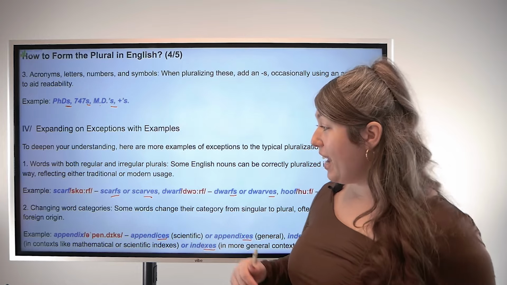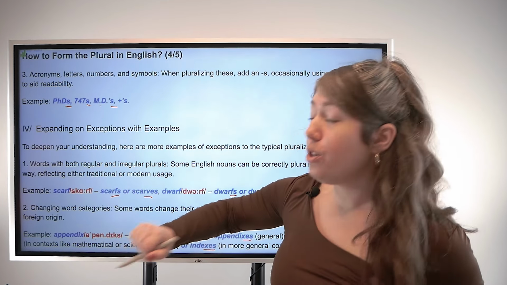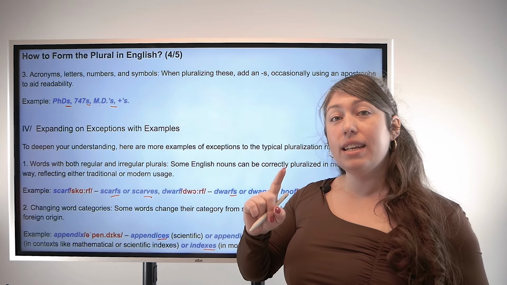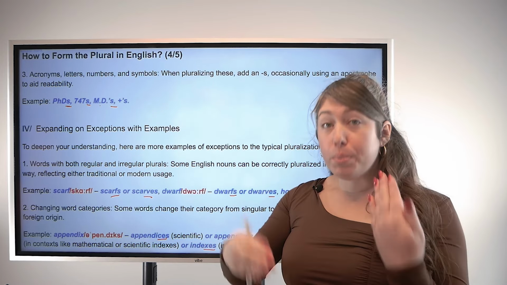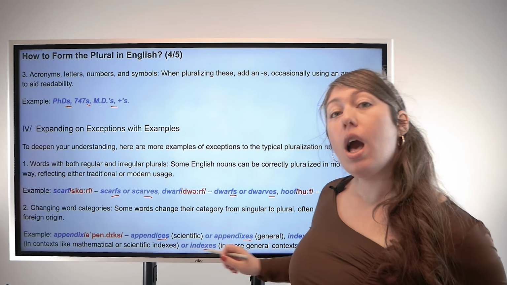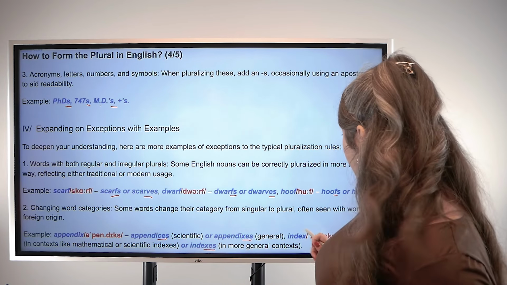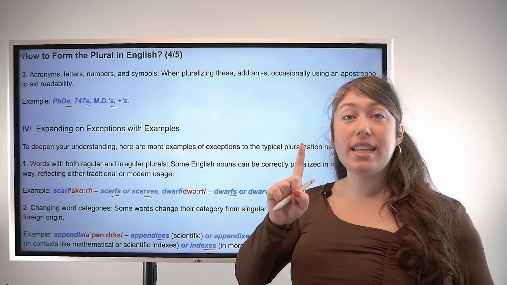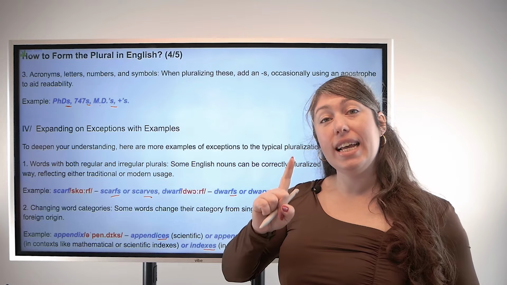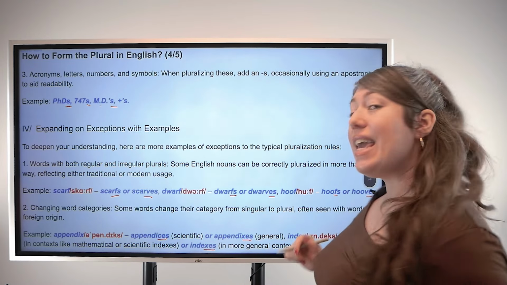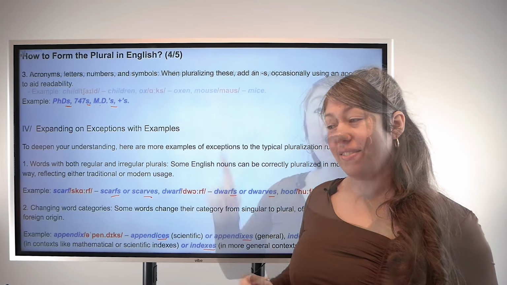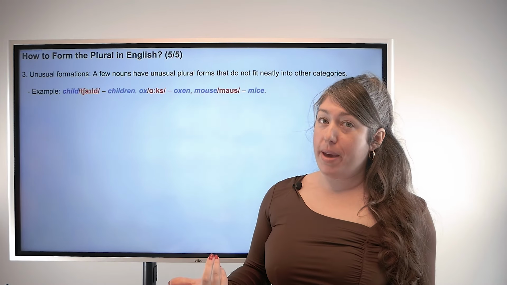Looking back at pronunciation, appendix, we stress the second syllable. Appendix. One appendix. And to pluralize this, we can say appendices or appendixes. And index, we stress the first syllable, index. One index, two indices, or two indexes.